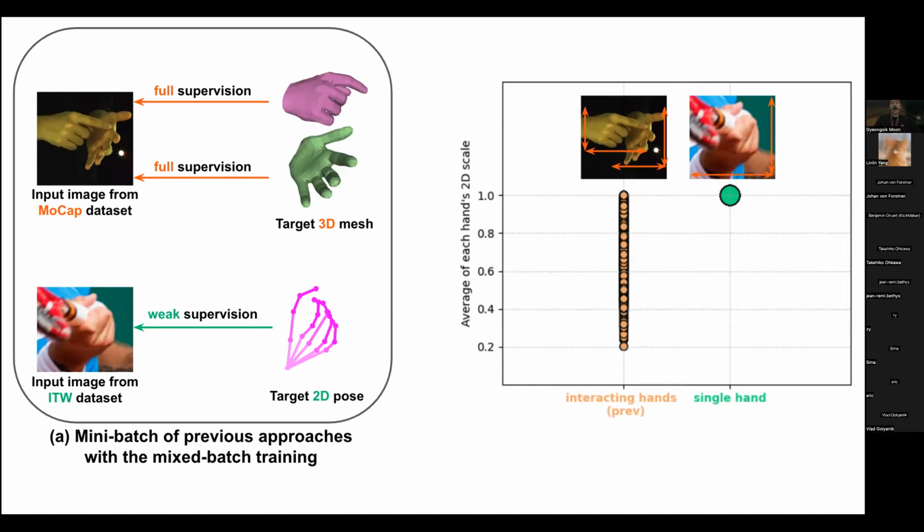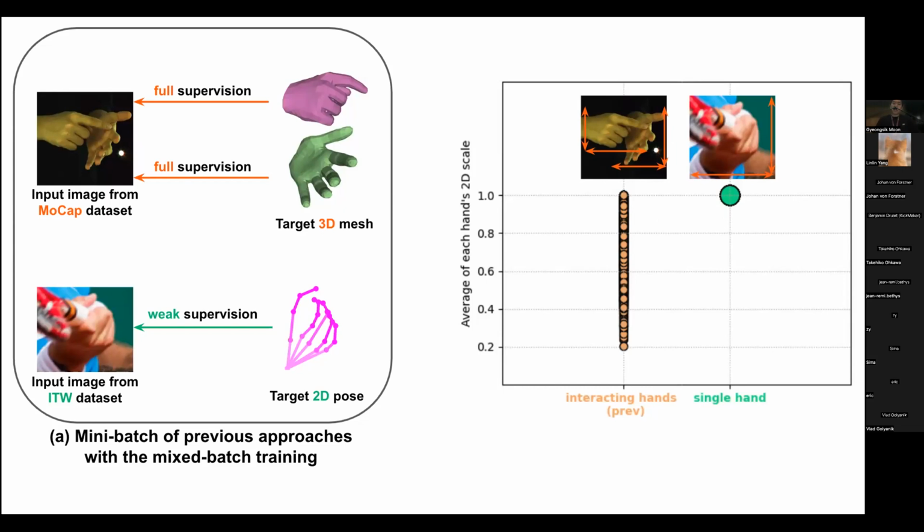The 2D scale is the average of height and width of each hand. And the right figure shows that as 2 hands are included in a single image, the 2D scale of each hand varies a lot, like this. But the 2D scale of a single hand image is always constant, 1.0. So this kind of 2D scale gap increases the domain gap between 2 types of datasets.